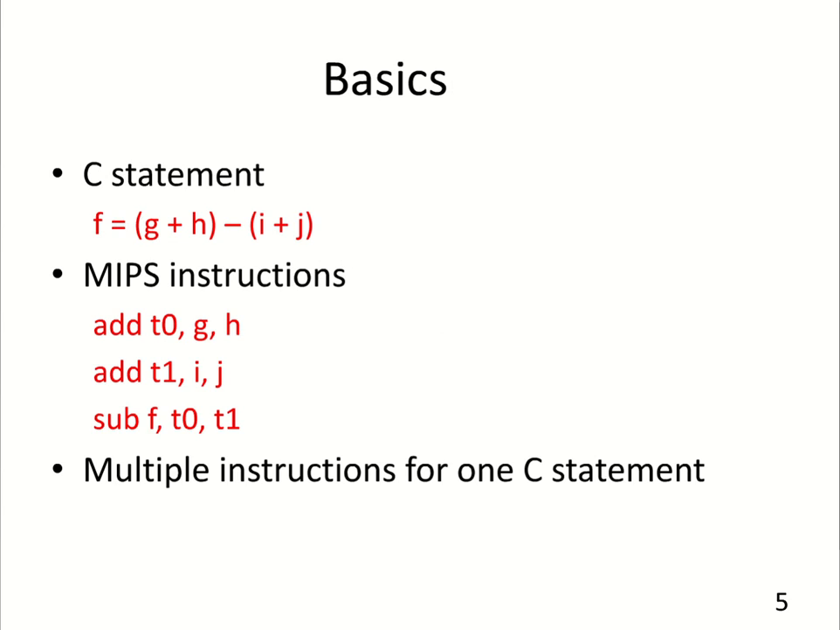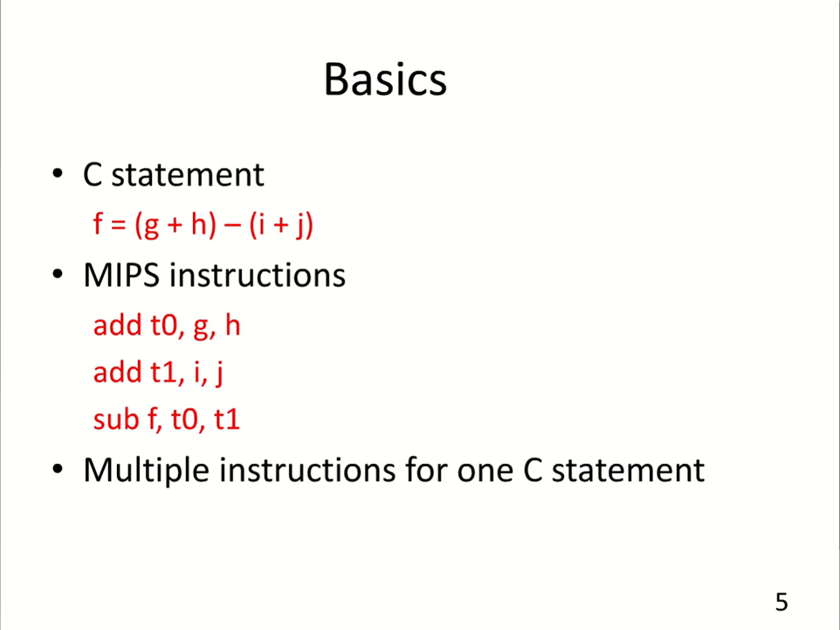The basic idea behind an instruction set is to provide an interface to the hardware to implement the semantics of the program or algorithm that you're writing or wanting to execute. So for example, if you have a high-level language statement, such as the simple example shown here, where I'm adding G to H, adding I to J, and then subtracting the second sum from the first sum and storing the result in a variable F, we can basically convert this C statement into MIPS instructions that perform the two additions and the subtraction.